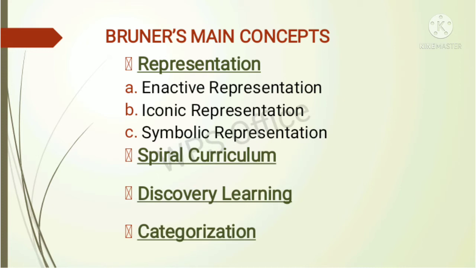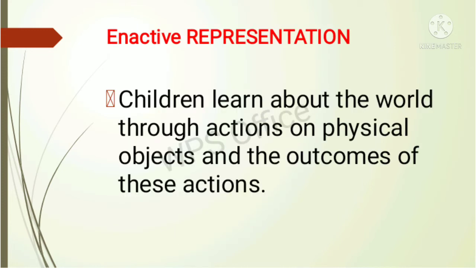So when we say enactive representation, children learn about the world through action on physical objects and the outcomes of these actions. Bruner said that enactive representation refers to children learning about the world through action and physical objects. It is action-based, from 0 to 1 year old. This is the first kind of memory. This mode is used within the first year of life. Thinking is based entirely on physical action, and the infant learns by doing rather than by internal representation or thinking.